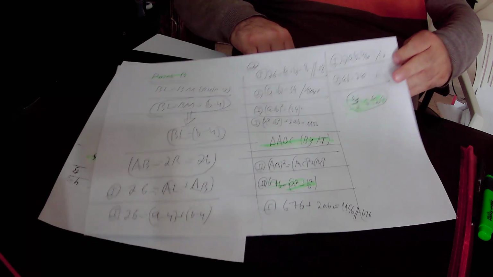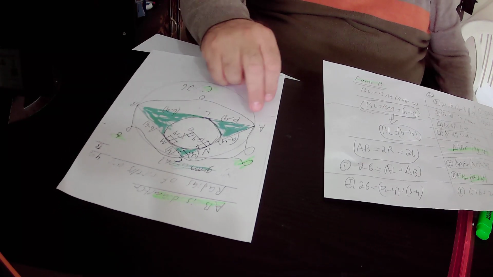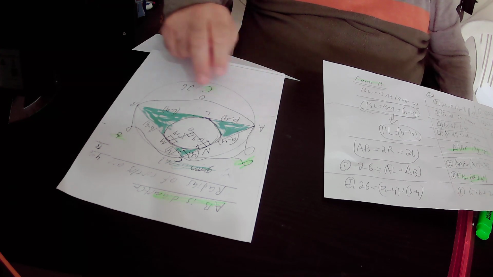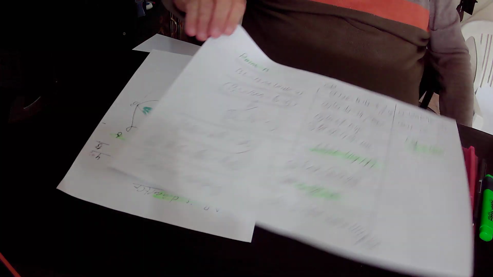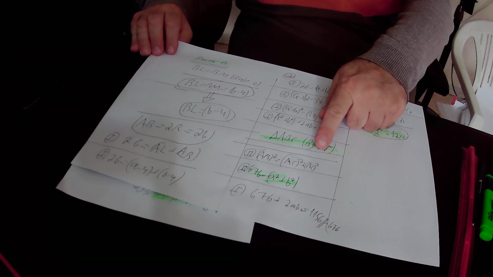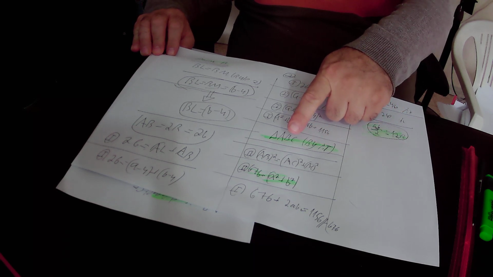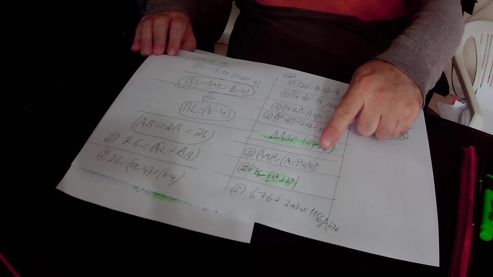Then we focus on the right triangle, triangle ABC. According to the Pythagoras theorem on the right triangle ABC, the square of the hypotenuse equals the sum of the squares of the perpendiculars. That is to say, AB squared equals AC squared plus BC squared. AB equals 26, so AB squared is 26 squared, that is 676.